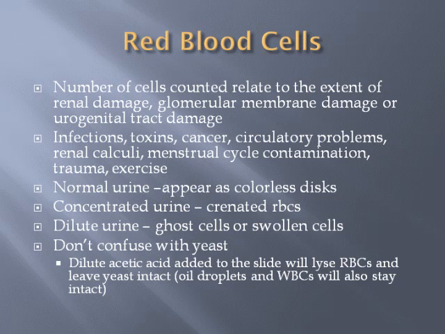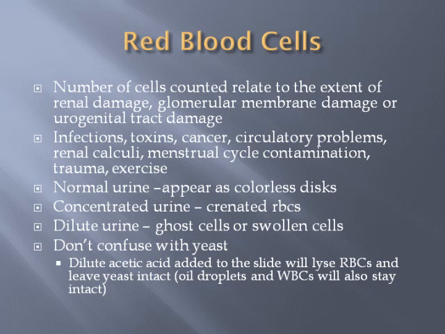Red blood cells. The number of cells counted relates to the extent of renal damage, glomerular membrane damage, or urogenital tract damage. So wherever the damage is occurring, the number of cells present relates to the extent of that damage. Things that can cause this: infections, toxins, cancer, circulatory problems, renal calculus, menstrual cycle contamination, trauma, and exercise can cause a person to have small to perhaps moderate amounts of blood in their urine.